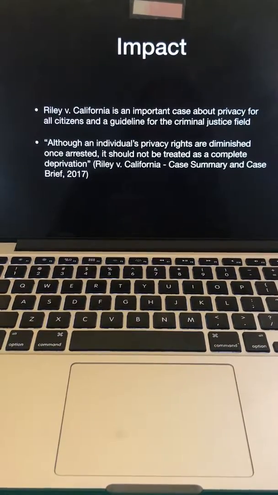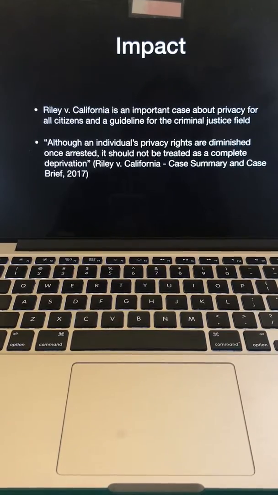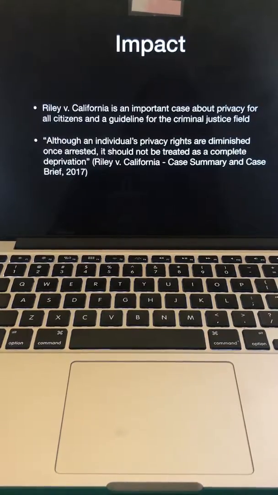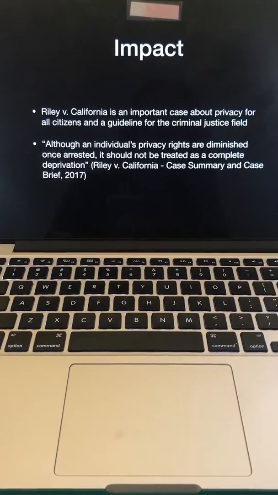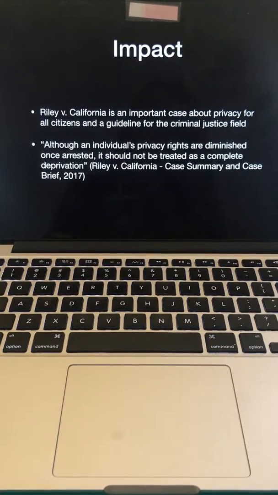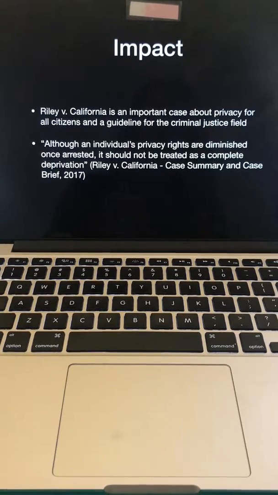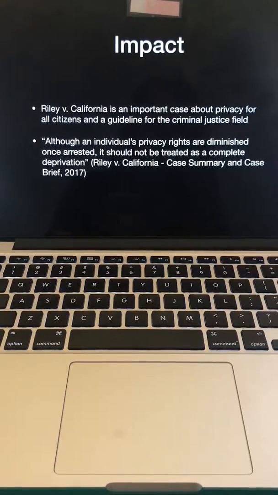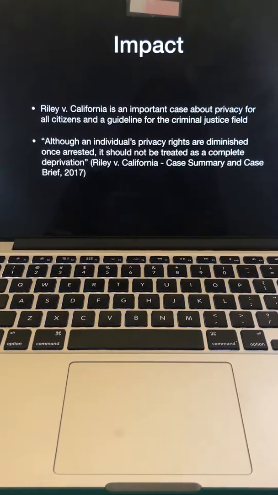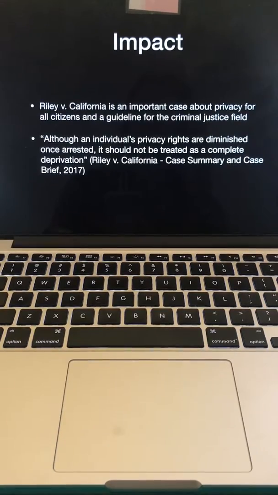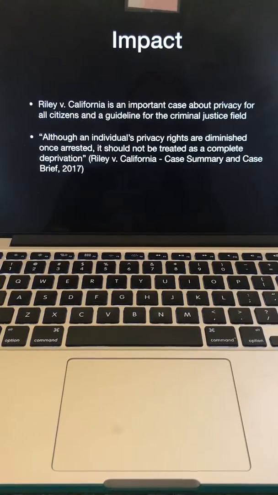Some impact to the community and the criminal justice field with this case has to do with privacy for citizens and constructing a guideline for law enforcement, because privacy is a big deal to the U.S. and our forefathers. Data on a cell phone is a huge invasion of privacy because of how close we are to them, and it's important to respect citizens' privacy and to follow guidelines.